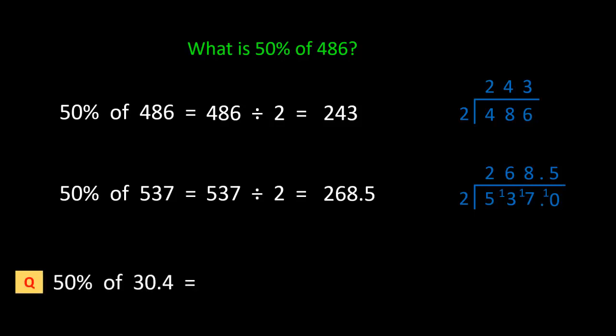Okay, over to you to have a go at one. What is 50% of 30.4? You know what to do. Press pause. When you want the answer, press play. Okay, so how'd you get on with that? 30.4 divided by 2. Well, we do a little bus stop and we say how many 2's in 3? 1 with 1 left over, and that gives us 5. And then the 0.2. 15.2 is 50% of 30.4.